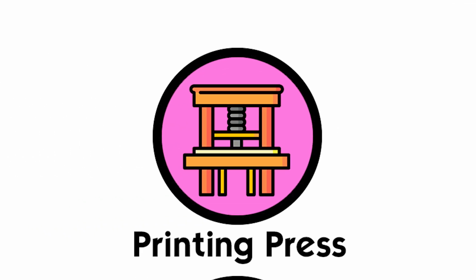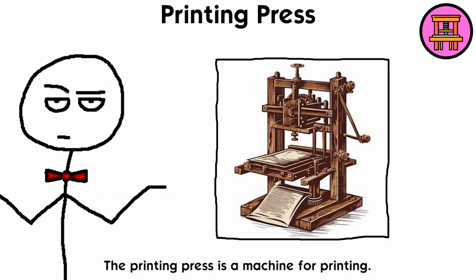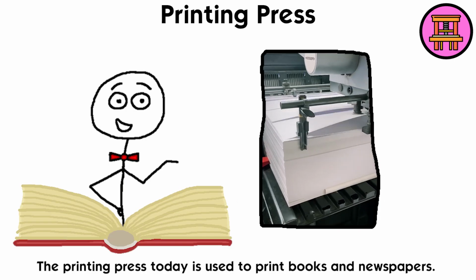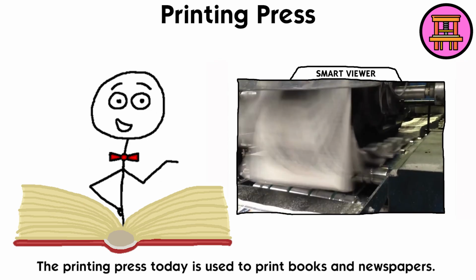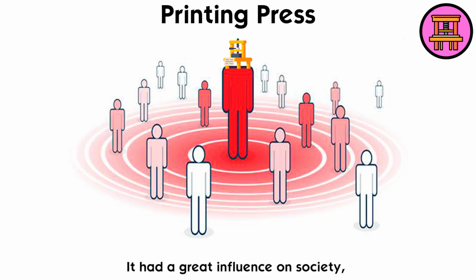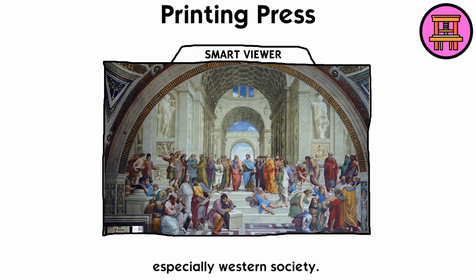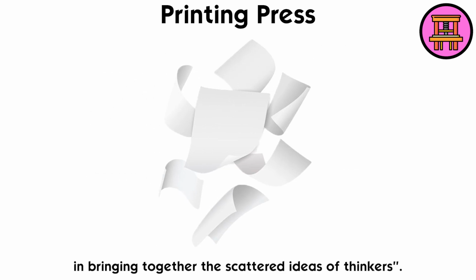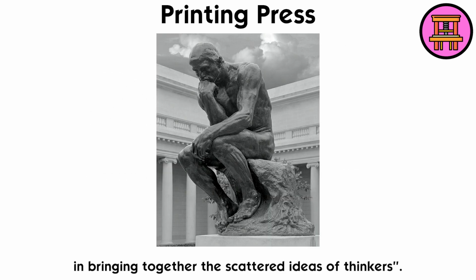Printing press. The printing press is a machine for printing. It makes many copies of identical pages. The printing press today is used to print books and newspapers. It had a great influence on society, especially Western society. It was one of the most potent agents of Western civilization in bringing together the scattered ideas of thinkers.